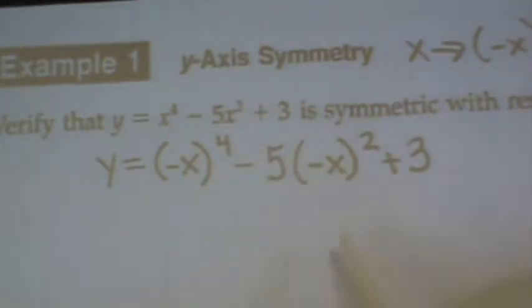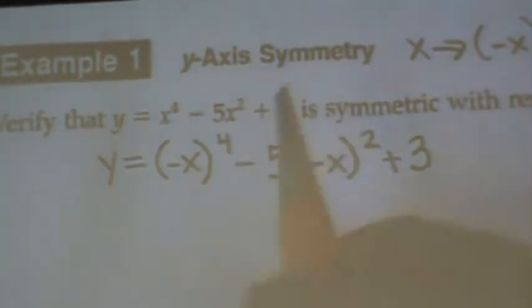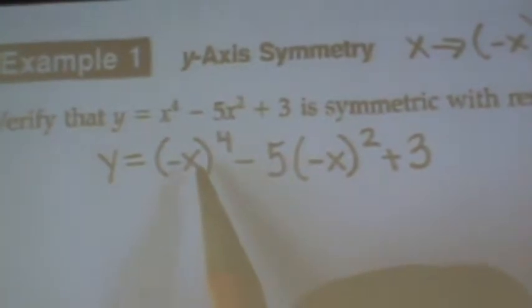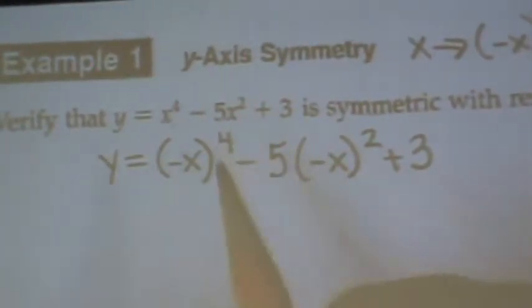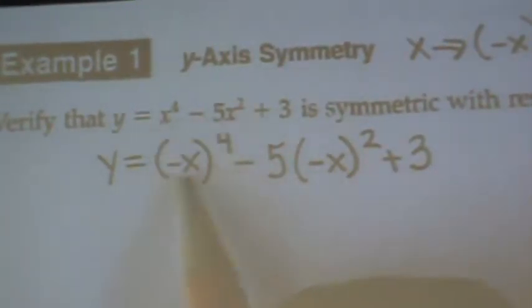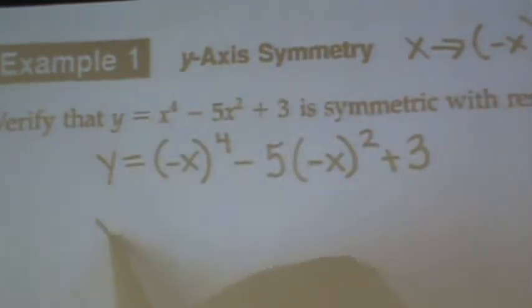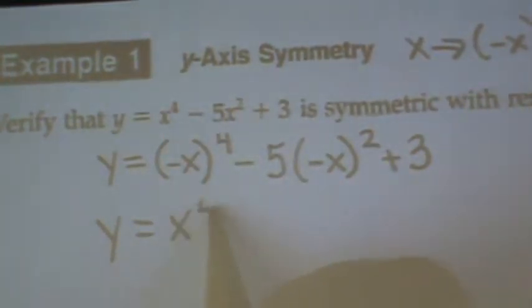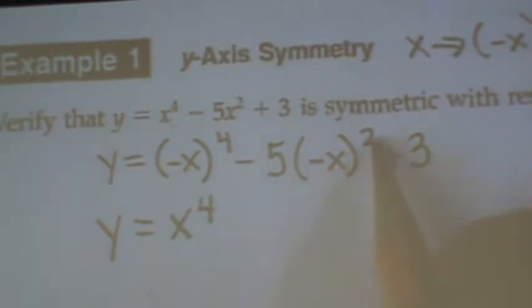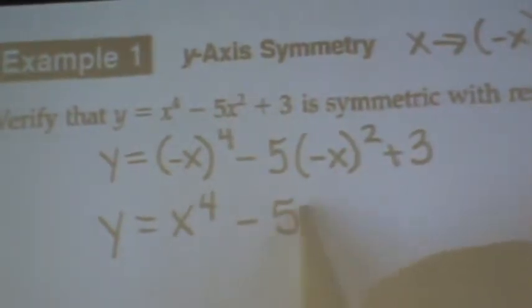And evaluate this, do the math. What is a negative number to an even power? What does this come out to be? We had to simplify this. It's positive. So this is going to be x to the 4th. What's a negative to an even power again? It's going to be a positive.